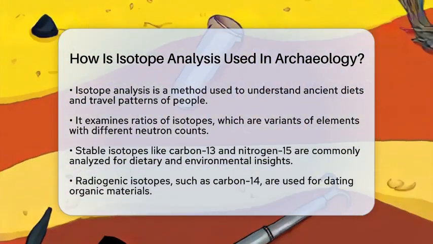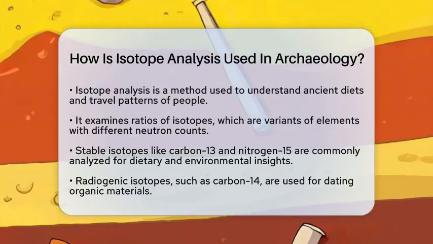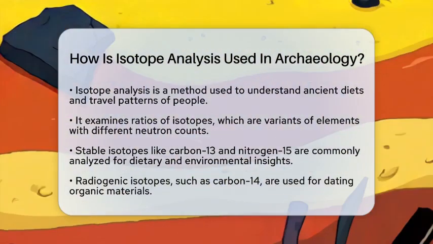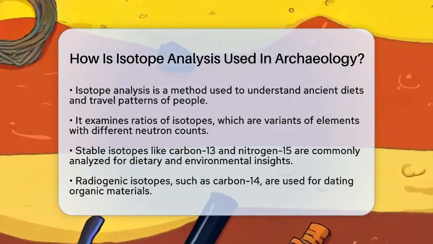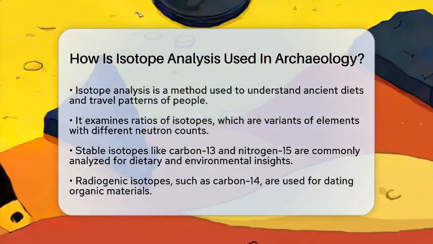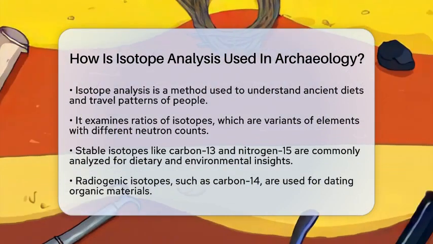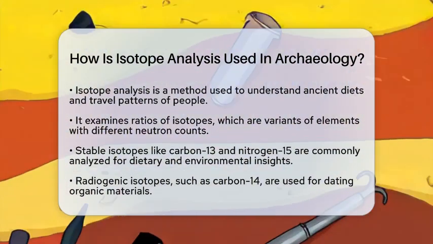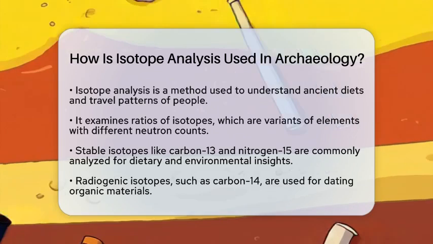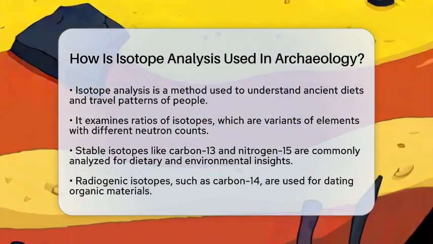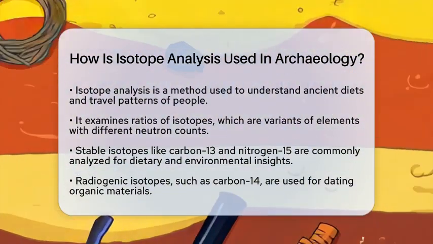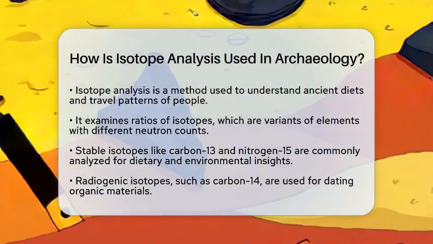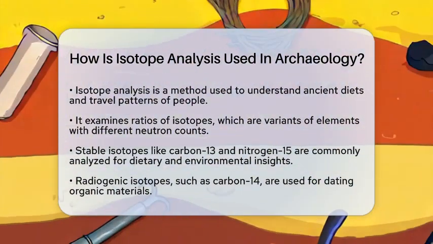environments. Isotopes are atoms of the same element with different atomic masses. In archaeology, stable isotopes like carbon-13 and nitrogen-15 are commonly examined. These isotopes do not decay over time, making them reliable for understanding diet and environmental conditions. On the other hand, radiogenic isotopes, such as carbon-14, are used for dating organic materials.